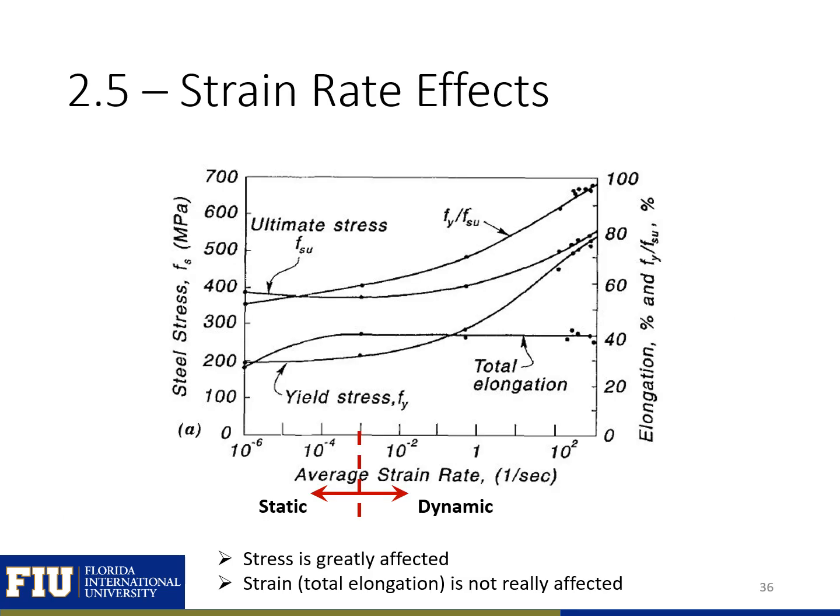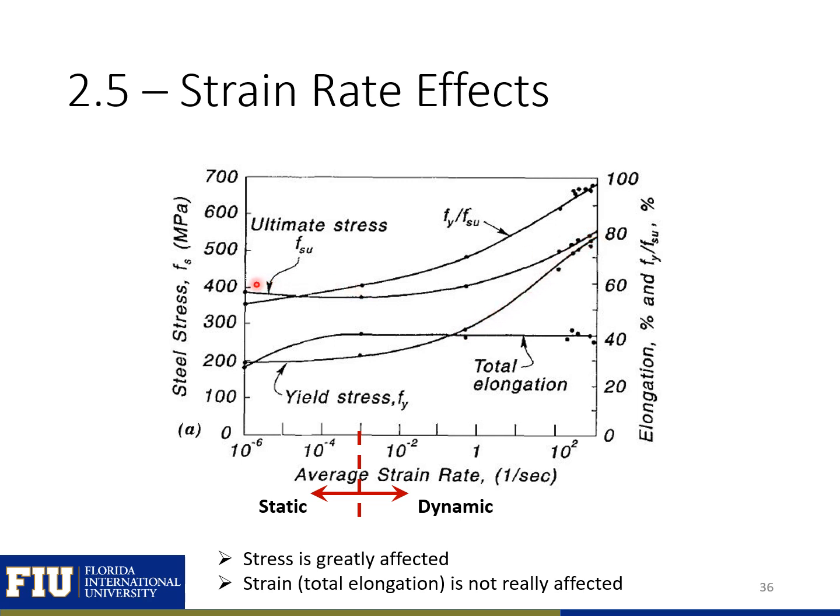Next, we're going to look at the strain rate effects on steel. So the rate at which we apply a load on our steel is going to affect the response. So you can see here, the strain rate is going to impact our yield stress, our ultimate stress, and our total elongation differently. So our strain rate is going to have a dramatic effect on our yield stress. As we move from static into dynamic strain rate, you'll see that our yield stress will greatly increase.